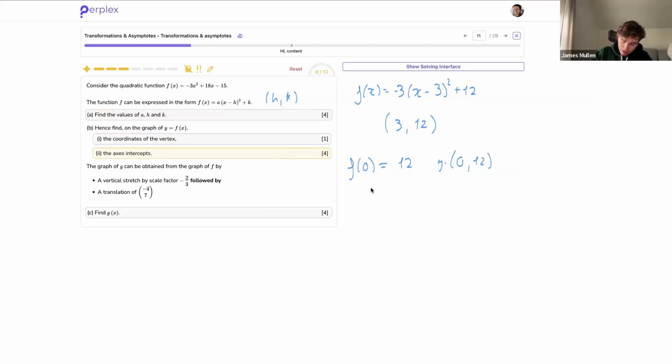Now the x-intercepts are when f(x) = 0. Or in other words, 12 = 3(x - 3)², because this is equal to 0 and I move the -3 to the right-hand side. If I divide by 3, that means that (x - 3)² = 4. Square rooting both sides with a plus or minus, x - 3 = ±2. So the two solutions are x = 3 + 2 or 3 - 2, so that's 5 or 1. So those are my axes intercepts, all right? Let me erase that, and we'll continue with part C.